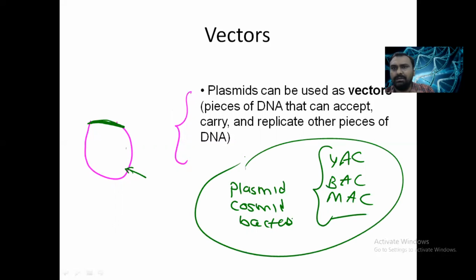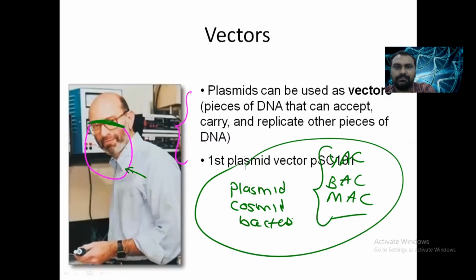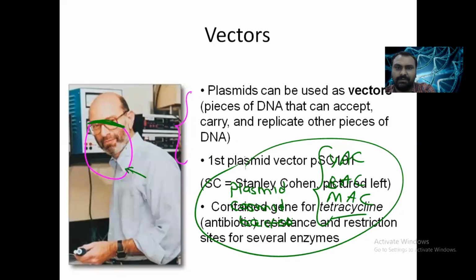They are nothing but a piece of DNA that will carry the gene of interest or desired gene. That whole complex is called recombinant DNA, and then we can place it into the host cell. Why is it important? Because a vector should have a self-replicating property. So when we insert our gene of interest, it can easily self-replicate. First, the plasmid vector was discovered.